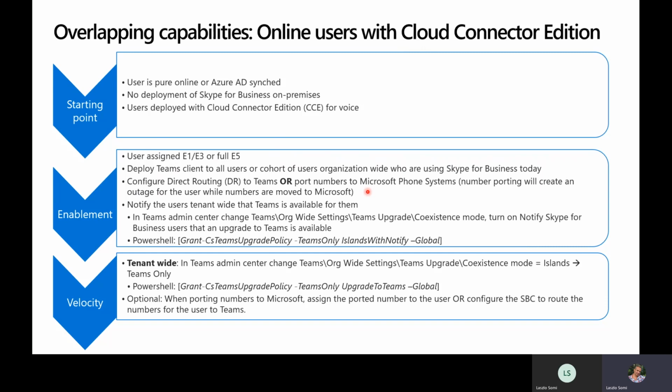Okay, beyond that it is the same. Notify the users Teams is available. You drive your adoption change management program. When you're ready to move the users, you make the tenant-wide or cohort-based change from islands mode to Teams only. Don't forget about meeting migration service. And at the same time, you either port the numbers to Microsoft Calling Plan, or you make a routing change on your session border controller for the numbers you are moving users for.